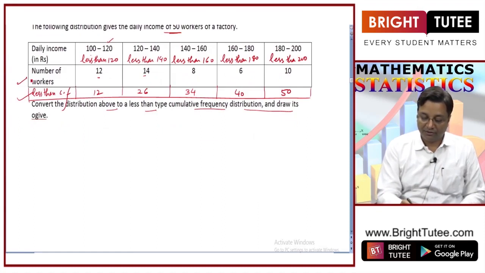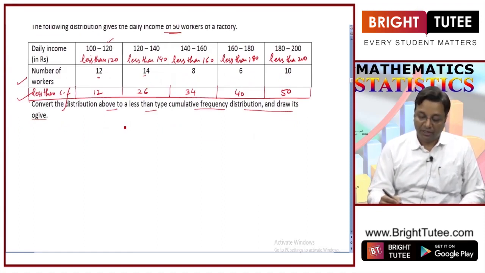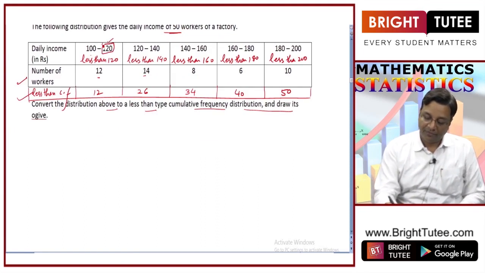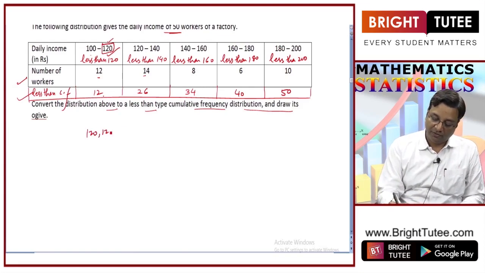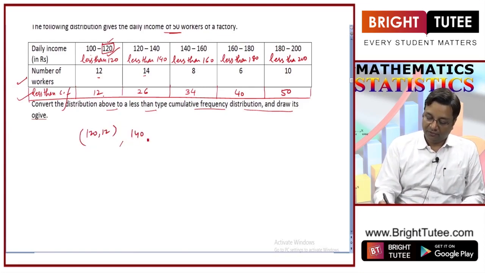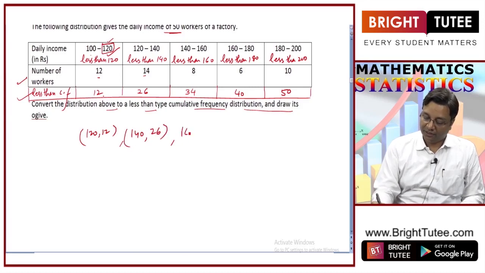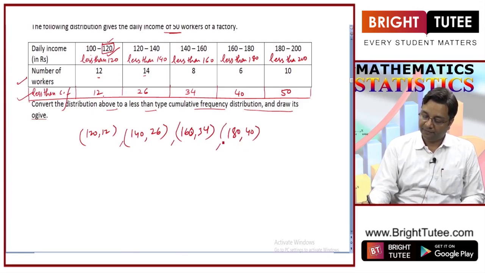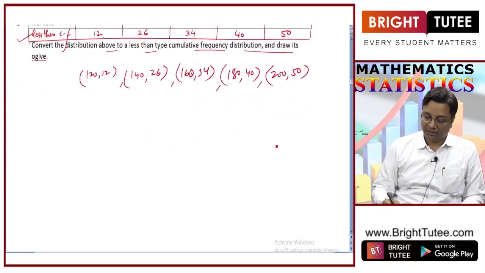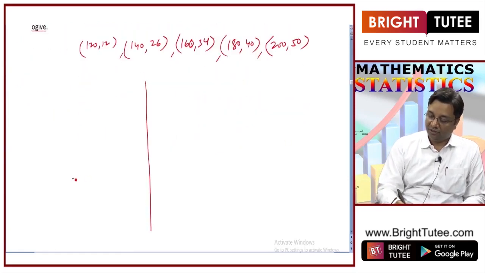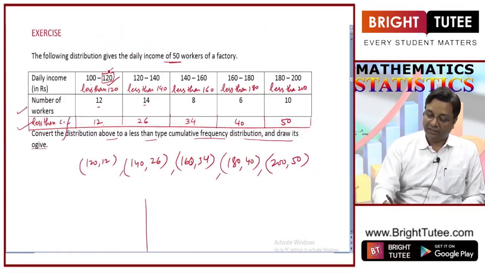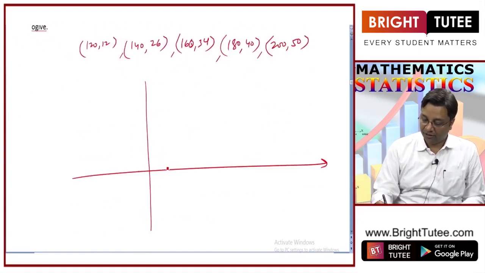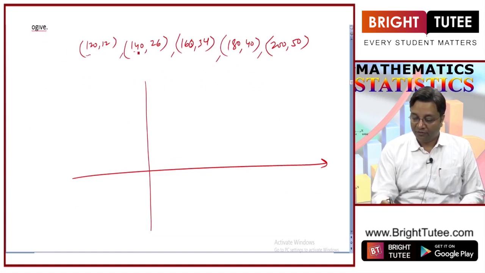number of workers, right. Now, what else do I require? I require upper limits and cumulative frequencies for the coordinates. So, one coordinate is 120, 12, another 140, 26, 160, 34, 180, 40, 200 and 50. So, these are the coordinates. Now, on the x axis I will draw the limits, which in this case is upper limits. So, upper limits will be drawn like this: 120, 140, 160.